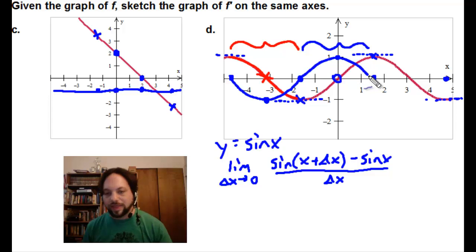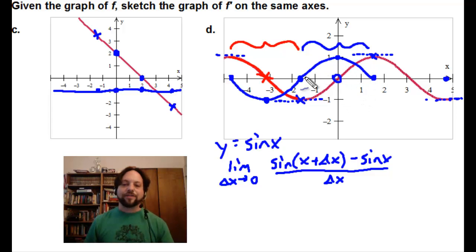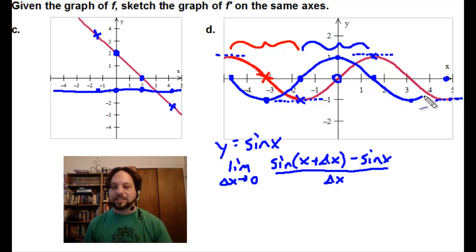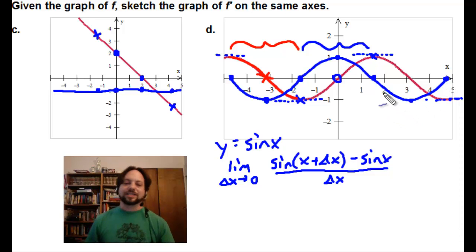And so that appears to be the graph of the derivative during that interval. And we'll just finish this up and realize that the derivative is negative on this last interval. So that's interesting. A sinusoidal function appears to have a sinusoidal derivative of sorts.